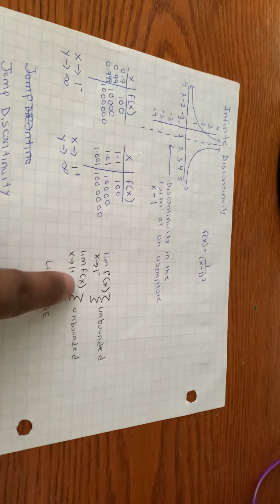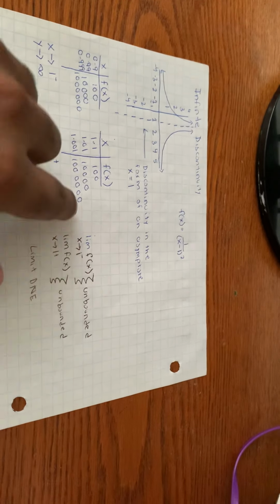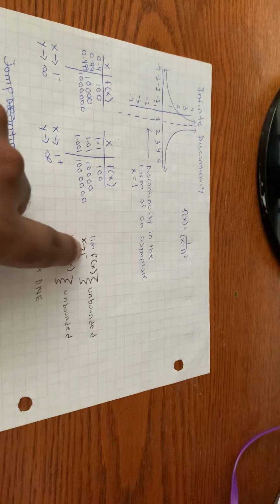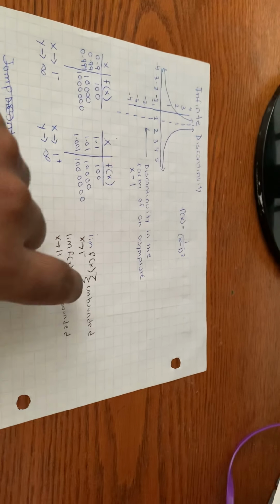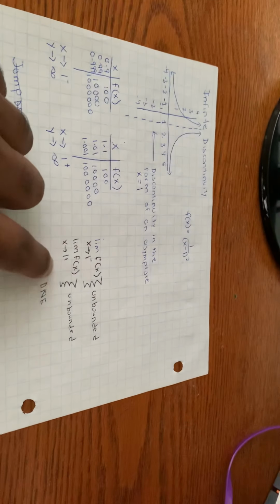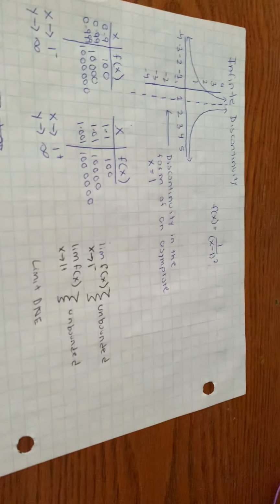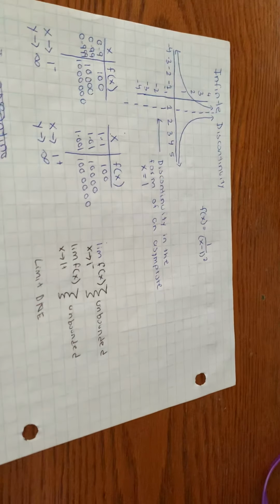What we call this is, the limit as x is approaching that specific number, the asymptote, is unbounded. So that means it just keeps going. It just keeps going. Same thing when it's approaching from the right side. It just keeps going. So when this happens, the limit does not exist because it's boundless. There's no limit. It just keeps going.